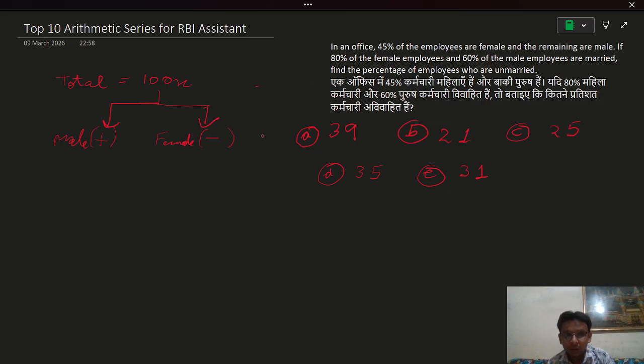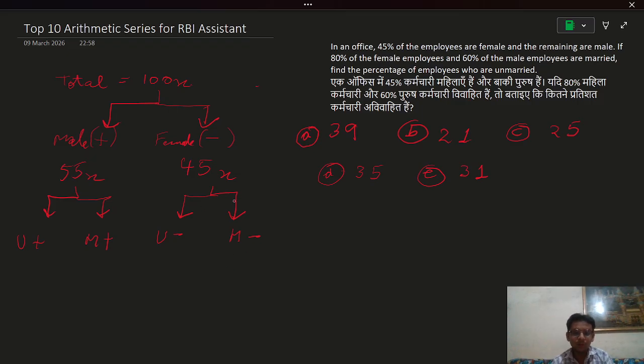Now 45% of the employees are female. Since total employees are 100x, 45% of 100x is nothing but 45x. The number of males is 55x, since the remaining are male. If 80% of the female employees and 60% of the male employees are married, I can further bifurcate into unmarried female, married female, unmarried male, married male. Okay, 80% and 60%.